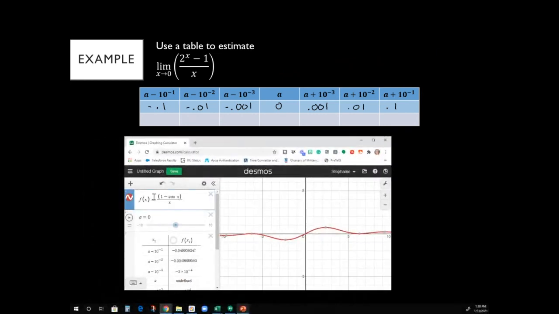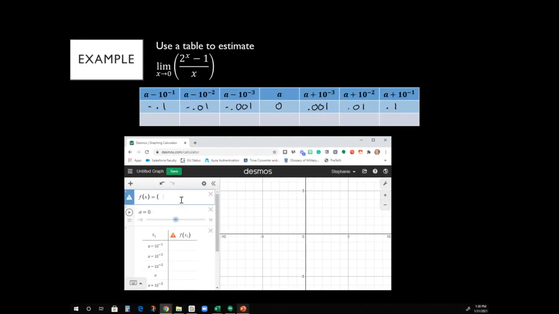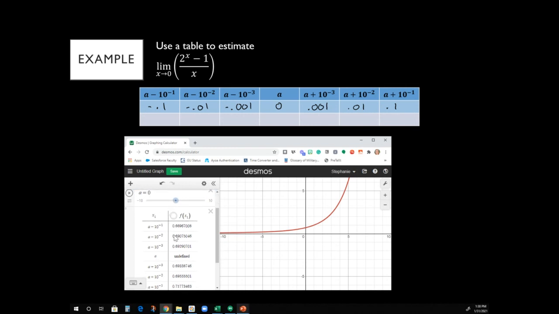So I'm going to go back to Desmos, and now we're going to change our function. I'm putting my parentheses just for the top here. So 2 to the x minus 1, and then divided by x. And we're still interested as x goes to 0. And so now this is my table that I'm plugging in here. And so we have to kind of guess, okay, what goes into this location here.